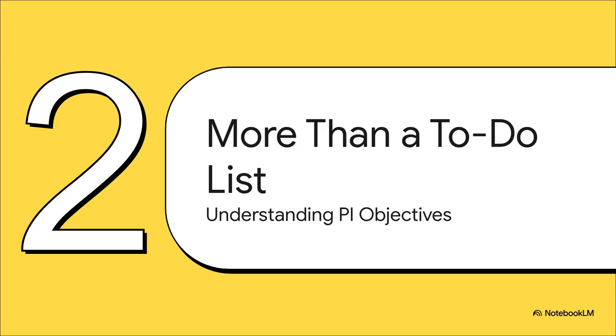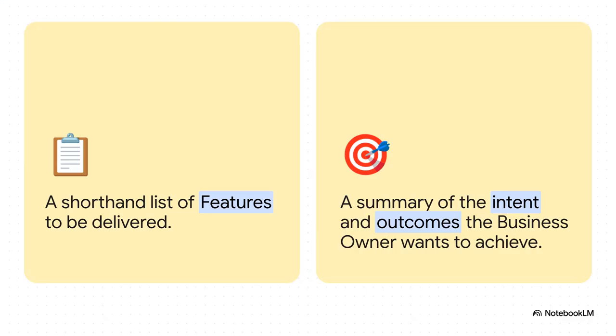Now, this is where something called PI objectives is supposed to come in and save the day. And PI just stands for program increment. You can just think of it as a set planning window, maybe 10 weeks long. But here's the catch. For a lot of teams, these objectives just feel like more paperwork, a box-ticking exercise, just another to-do list.